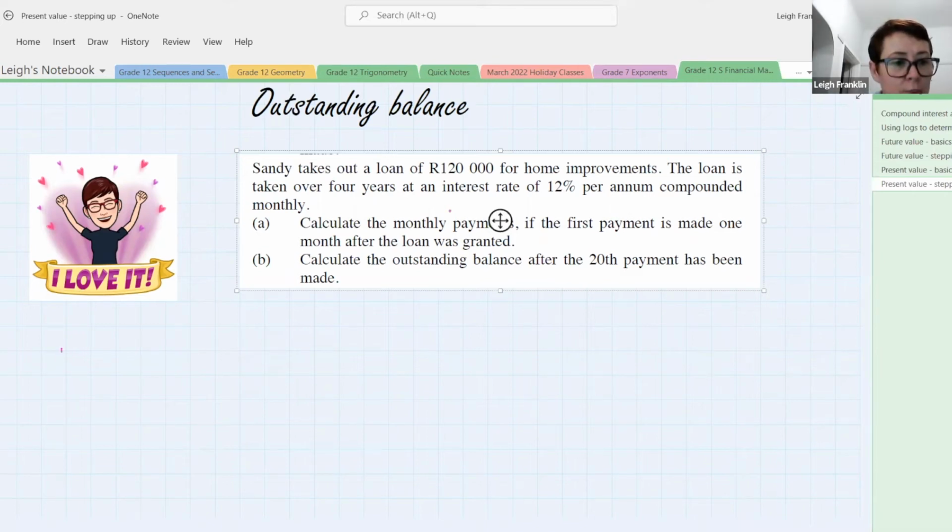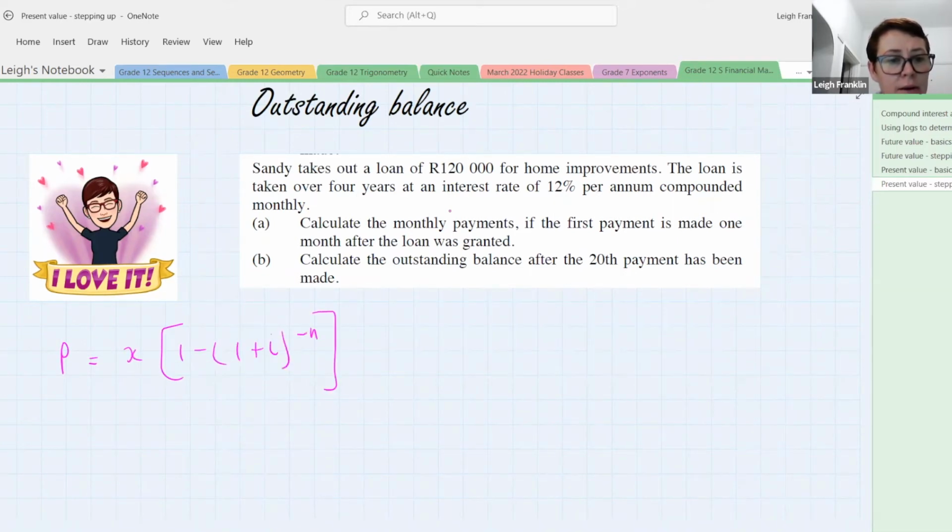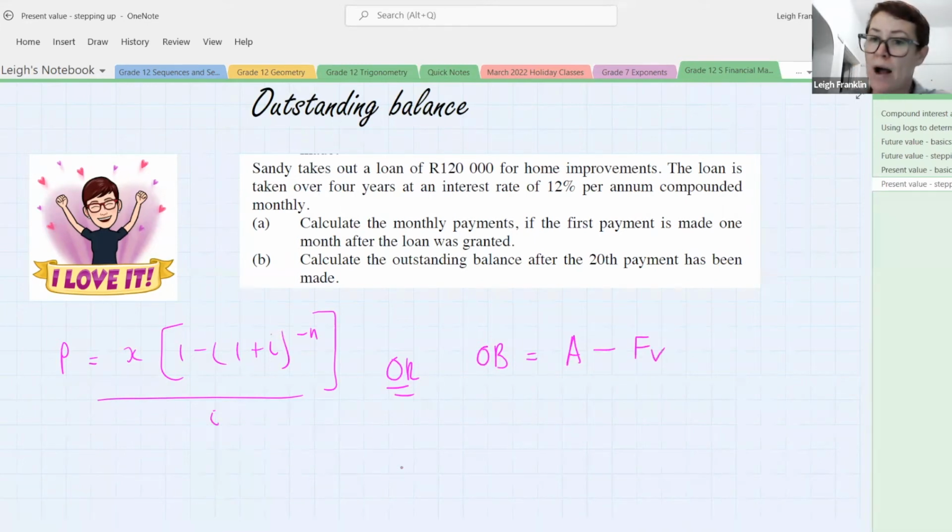So we can either do it by present value, so P equals x, 1 minus (1 plus i) to the minus n, all over i. Or the other way that we can calculate outstanding balance is our outstanding balance is the future value of our loan minus the future value of our payments. If we understand the future value formula, the future value of the payments subtracted from the value of the loan, it makes sense that that would be our balance outstanding, how much more money we still owe on our loan.